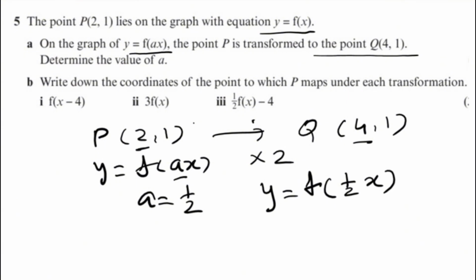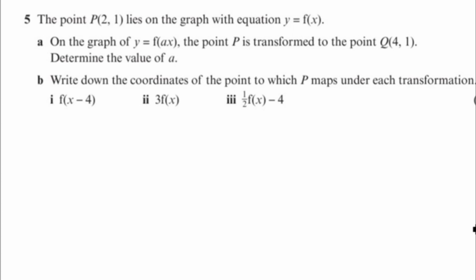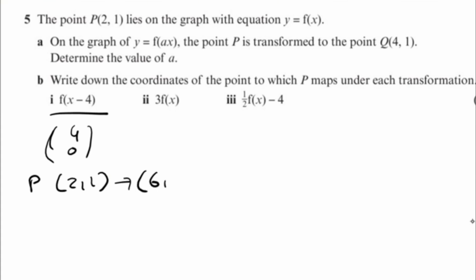This is part A. Part B is write down the coordinates of the point P mapped under each transformation. First transformation is f of x minus 4. As we can see, it's inside the bracket, that means the x coordinate will be affected. So our function is translated by the vector (4, 0), because minus 4, but we have to do the opposite. So my point (2, 1) is translated to (6, 1). So to the x coordinate we have to add 4. That is for the first function.